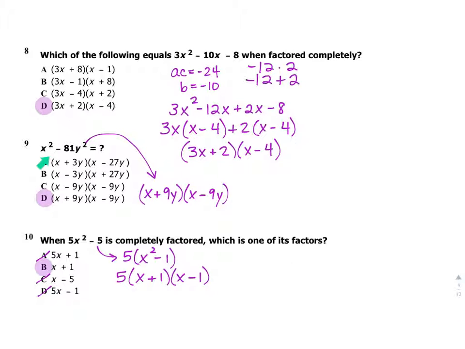factored. Difference of squares in number 9. So you're finding the square root of x squared, which is x, the square root of 81y squared, which is 9y, 1 plus 1 minus, factored.